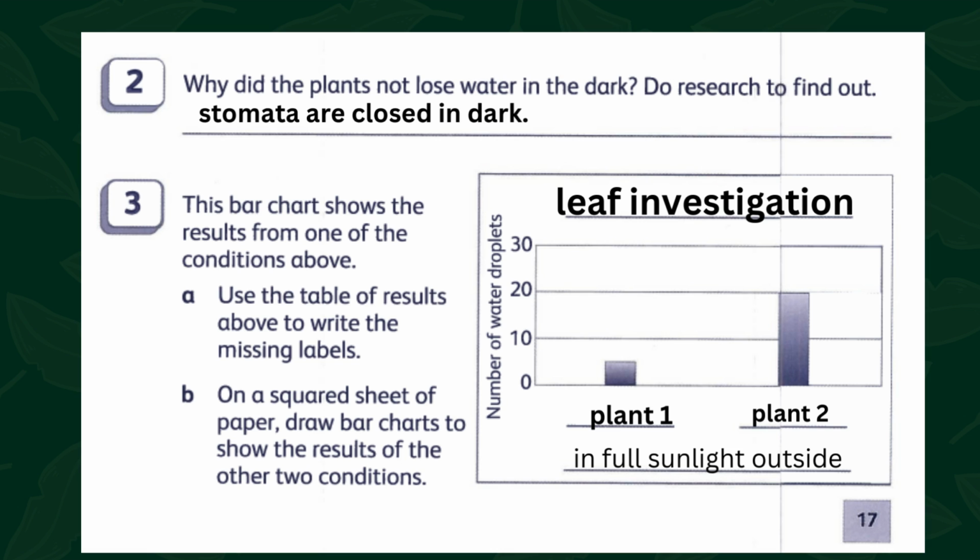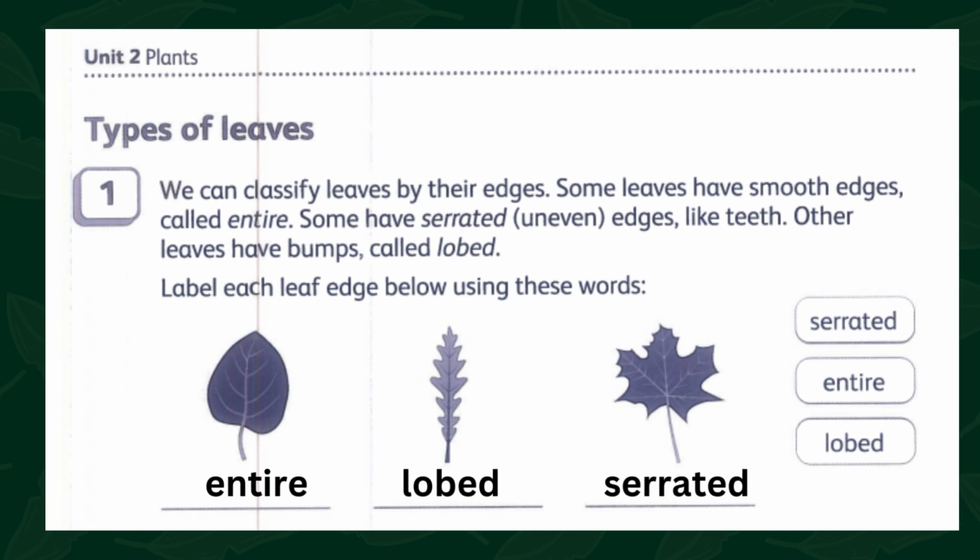You can draw a bar chart for the other two conditions, in a dark cupboard or in daylight on a desk. Now, types of leaves. Number 1, we can classify leaves by their edges. Some leaves have smooth edges called entire. Some leaves have serrated, uneven edges like teeth. Other leaves have bumps called lobed.